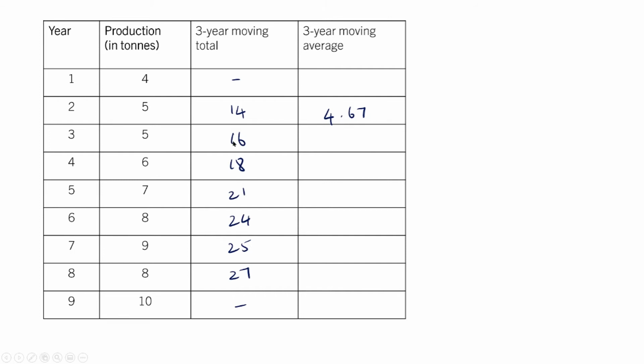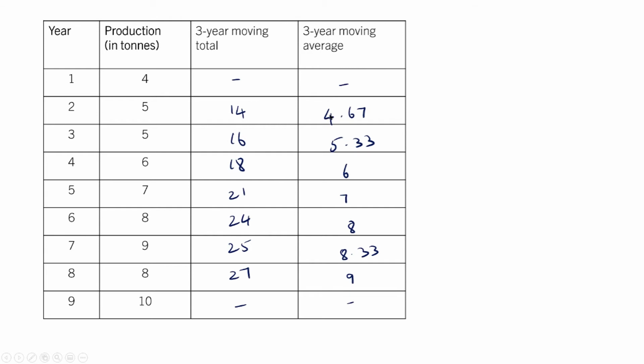And then the next 3-year moving average is the average of these 3 values. We already found the total. So this divided by 3 will give the 3-year moving average, 5.33. Next 18 by 3, 6. Next 21 by 3, 7. Then 24 by 3, 8. Next we have 25 by 3, 8.33. And then 27 by 3, 9.